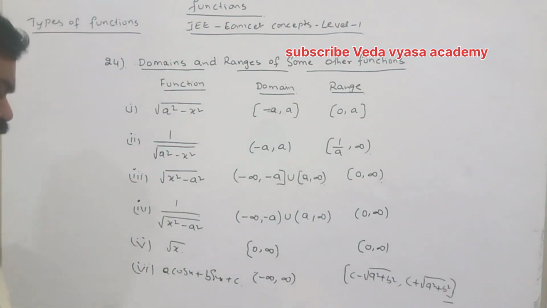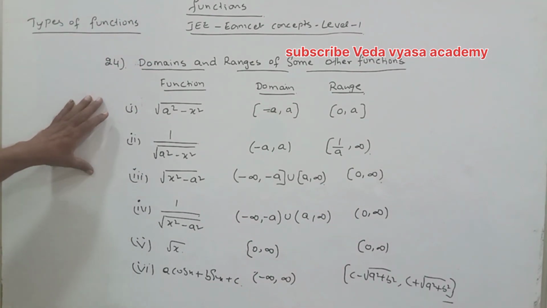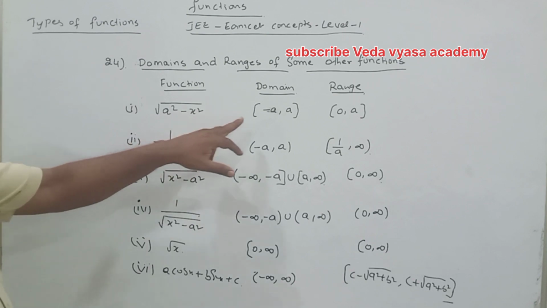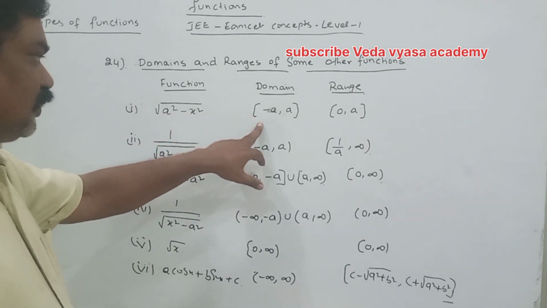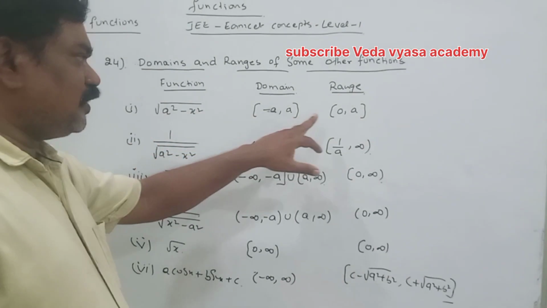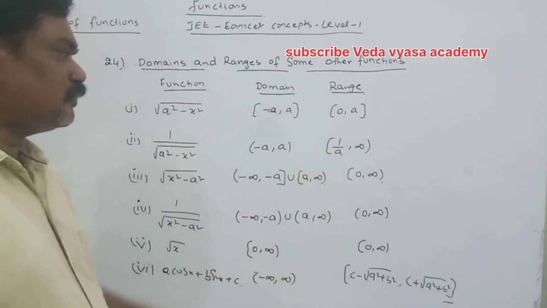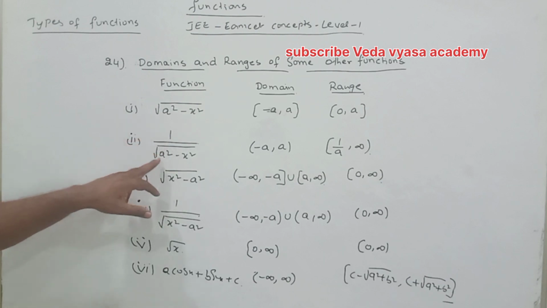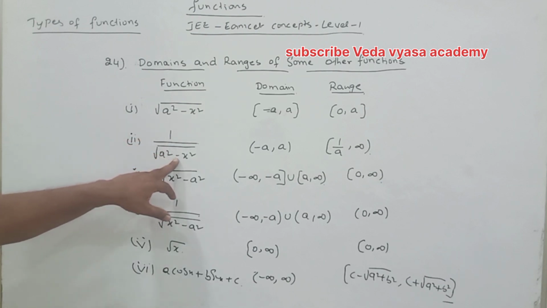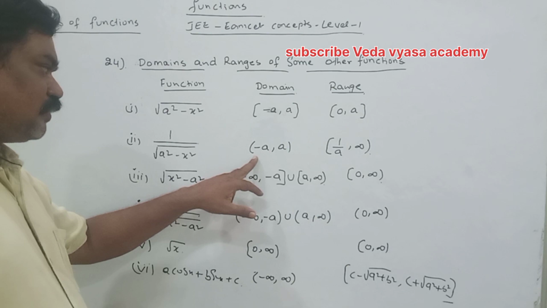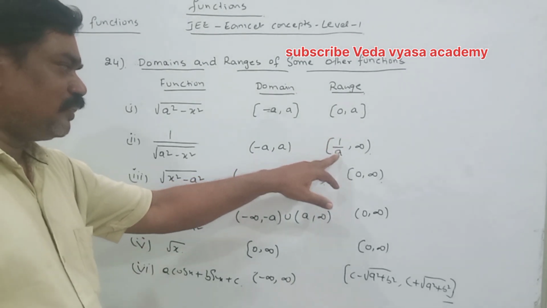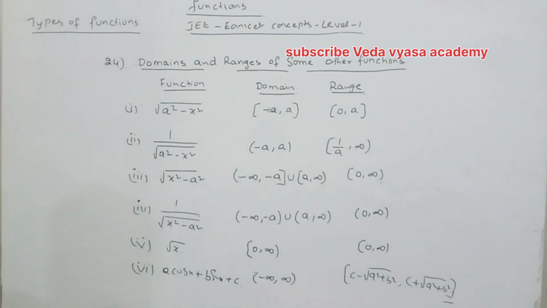Once again, some of the functions. Root a square minus x square: this domain is the closed interval minus a comma a, range is the closed interval 0 to a. And the second function, 1 by root over a square minus x square: this domain is the open interval minus a comma a, and range is the closed interval 1 by a comma infinity.